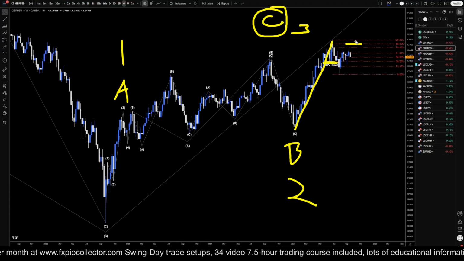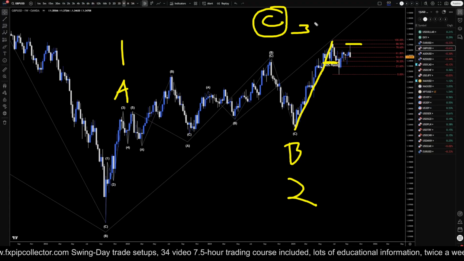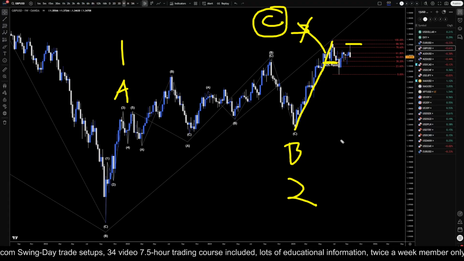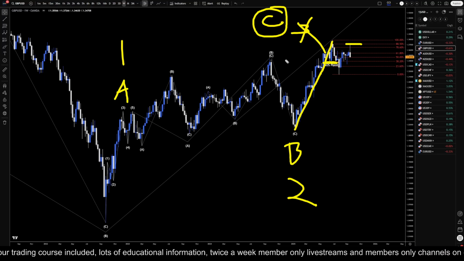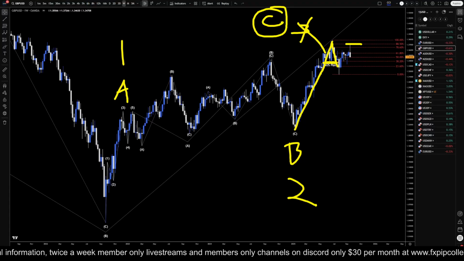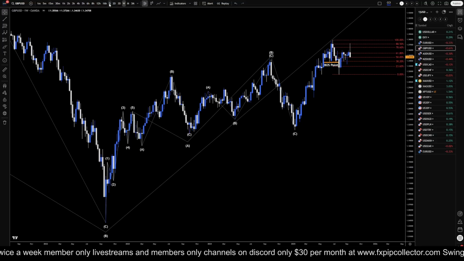If you see a break of structure and a lower high, then most likely that is not a wave three trend. A wave three trend should continue to make higher highs, higher lows, because a wave three is supposed to be a very strong trend. So if you don't get the continuation of higher highs, higher lows, but instead you get a break of structure and a significant lower high, then it is likely not a wave three, and it is likely a wave C.